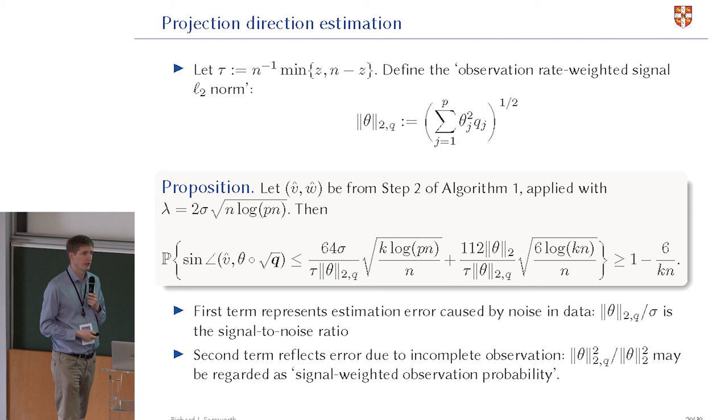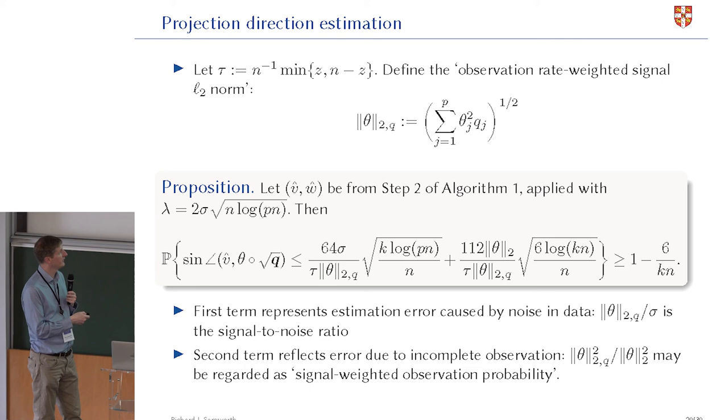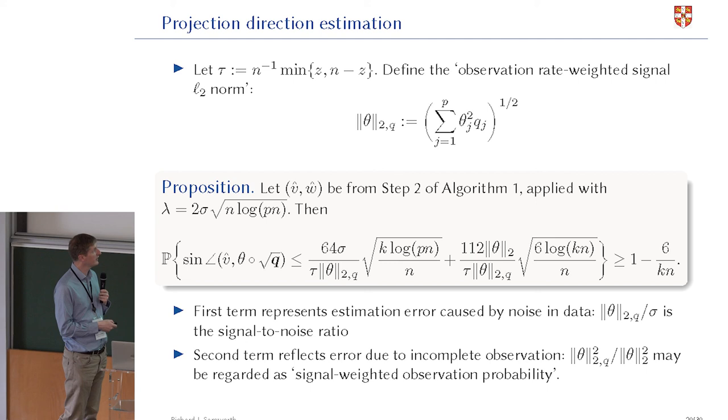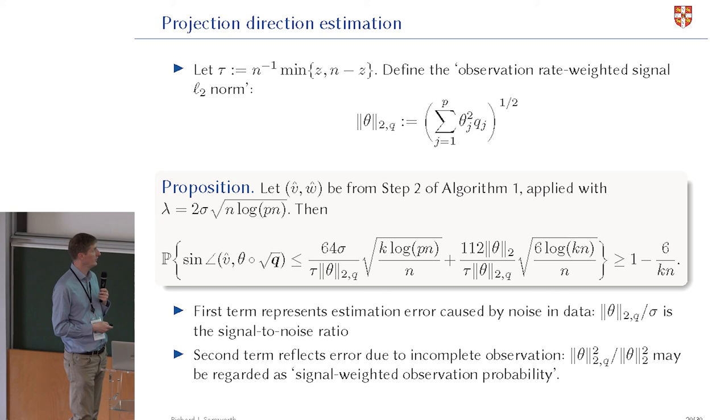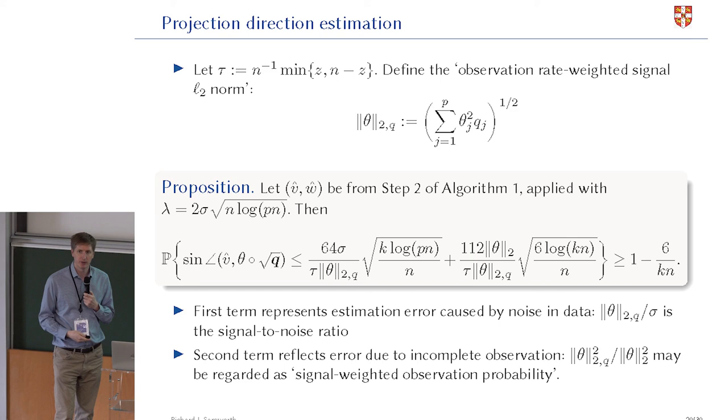The first thing I want to understand is how well I am doing at estimating the angle between the direction obtained from my MisInspect algorithm and the oracle projection direction, theta Hadamard product with the square root of Q. With high probability, the sine of the angle is bounded above by the sum of two terms, and what's nice is that both terms have very clear interpretations. The first represents the estimation error caused by the noise in the data. You can think of this 2q norm of theta divided by sigma as a signal to noise ratio. The second term is about the missingness. This ratio of the 2q norm to the original 2 norm can be regarded as a signal-weighted observation probability. Both the noise in the problem and the missingness affect how well you can estimate this angle.